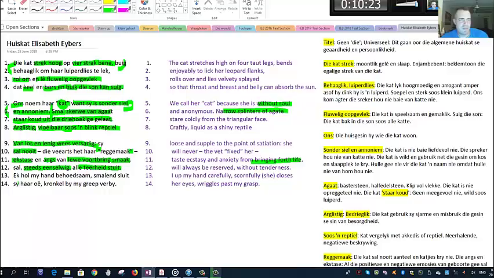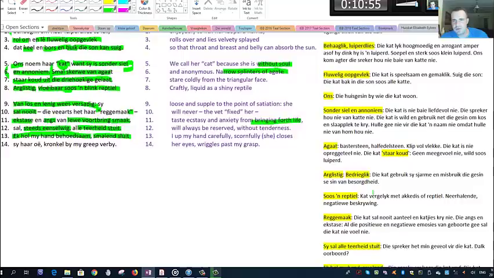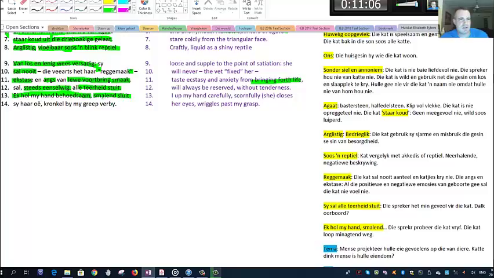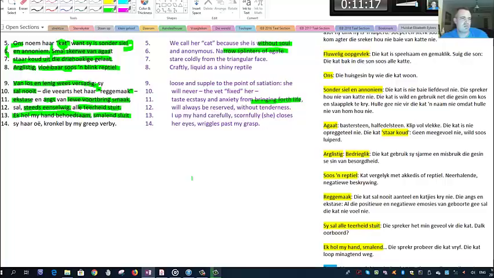Ek hol my hand behoedsaam, and then she sticks out her hand. She sort of holds out a cupped hand or whole hand, behoedsaam, sort of carefully, because you remember, this cat can't really be trusted. It might lash out. But what does the cat do? Smalend, nice word, scornfully, wernend. The other word for smalend, I took notes on that for you. Smalend, die spreker probeer die kat wryf. Die kat loop minachtend. So smalend, minachtend, that's another word you can use for smalend. Like she doesn't really regard you as worthy of touching her or giving her a little rub or something.